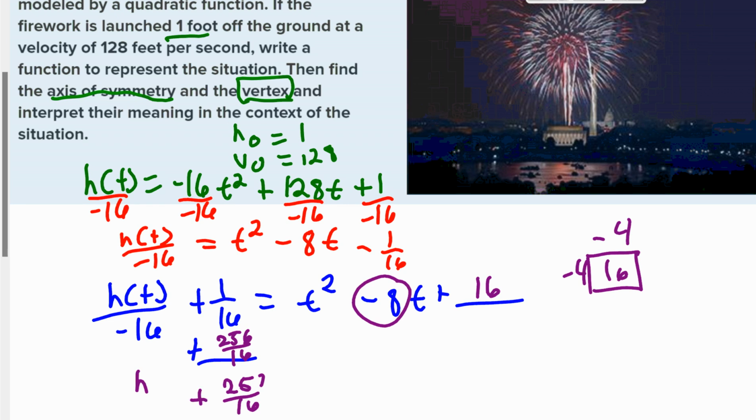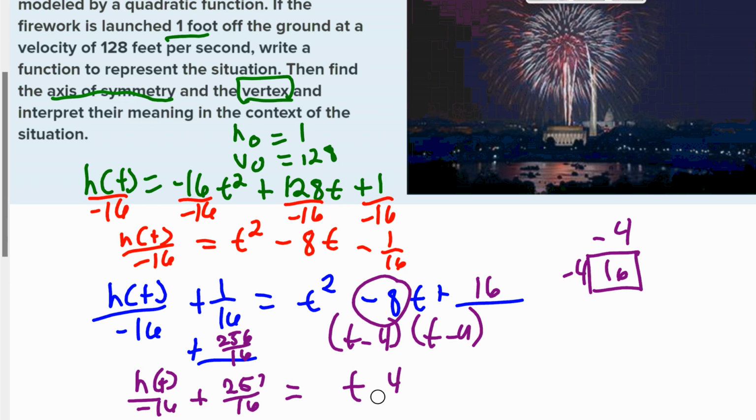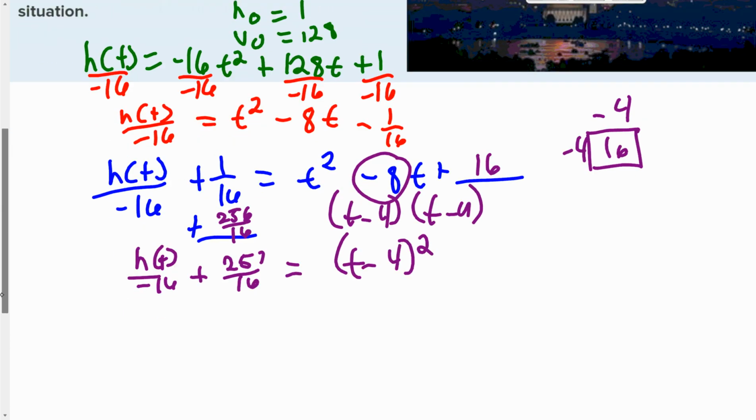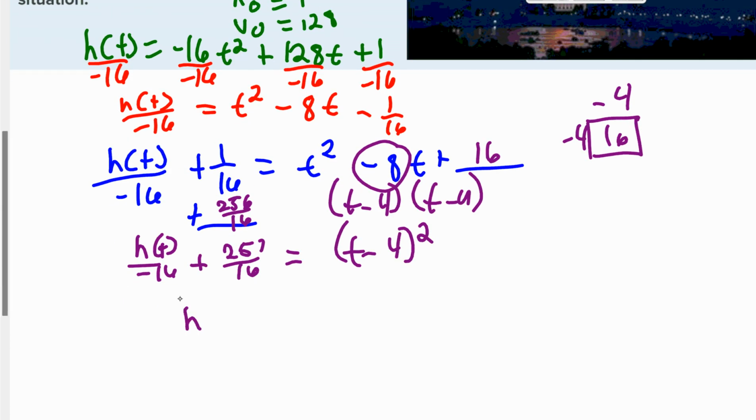That's a positive. h of t over negative 16 equals, now I can factor this, right? What times itself is 16 but adds to negative 4? That'd be negative 4 and negative 4. And now since they're the same, I can do a quantity squared. Oh, geez, (t minus 4) quantity squared. Now I can just multiply both sides by negative 16. So I get h of t, this turns to negative 257. And this is negative 16. Which you can see my a from this is negative 16. It's the same a from the beginning.